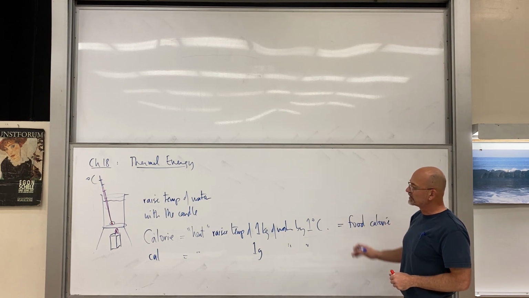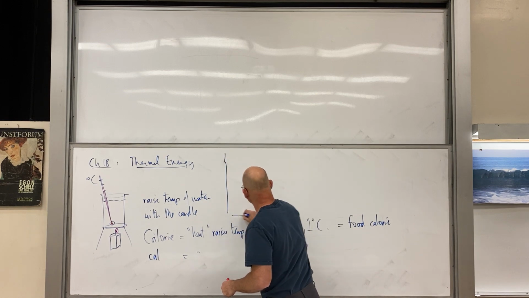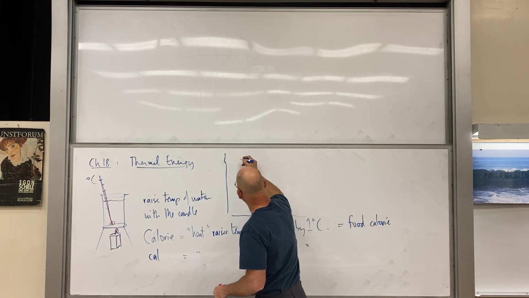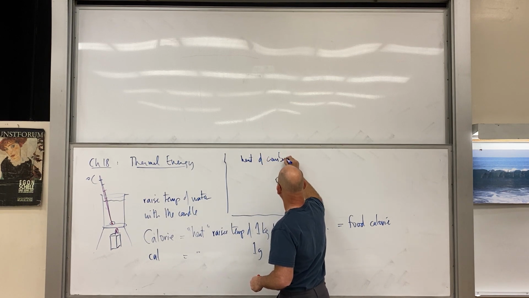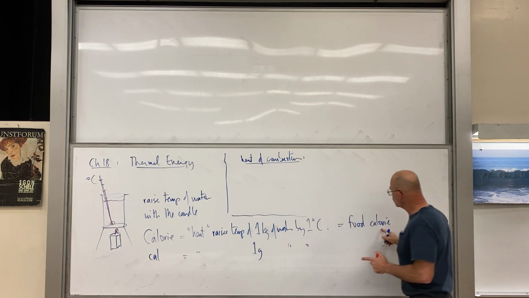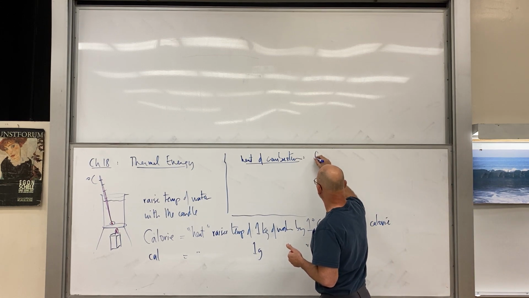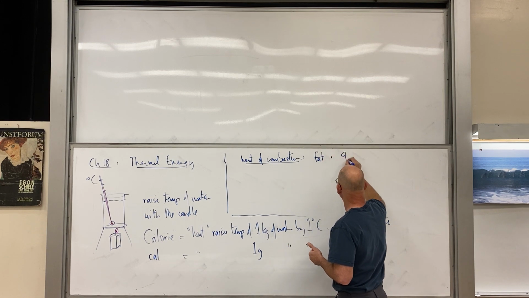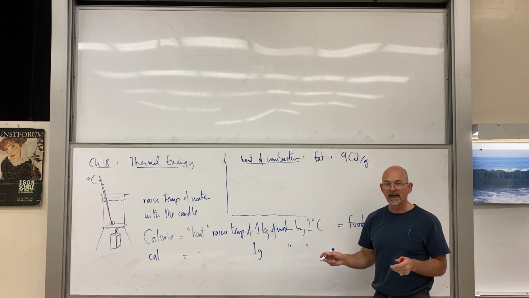So that's our food calorie. And I'll also block off a little space here. So we have heats of combustion. And since we're talking about food, we could say fat has 9 calories per gram. And this is the kind of thing you can read on a food label somewhere.